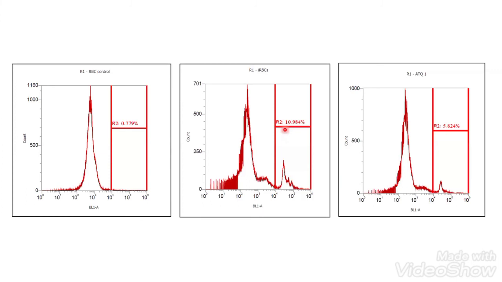from 10.98%, the percentage decreased to what? 5.8%. So all 300 were actually killing the plasmodium in the culture plate. But out of 300, only one has killed inside the RBC, and that was the real good drug target.